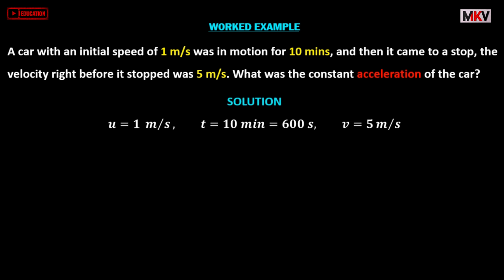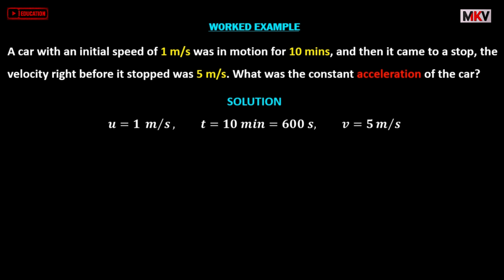We first state the given variables in the question. We have initial velocity, final velocity, and time, and we are looking for acceleration. Now picture the 3 equations in your head: equation 1, equation 2, equation 3. Which of the equations will be suitable for solving this problem? We have equation 1, which is V equals U plus AT.